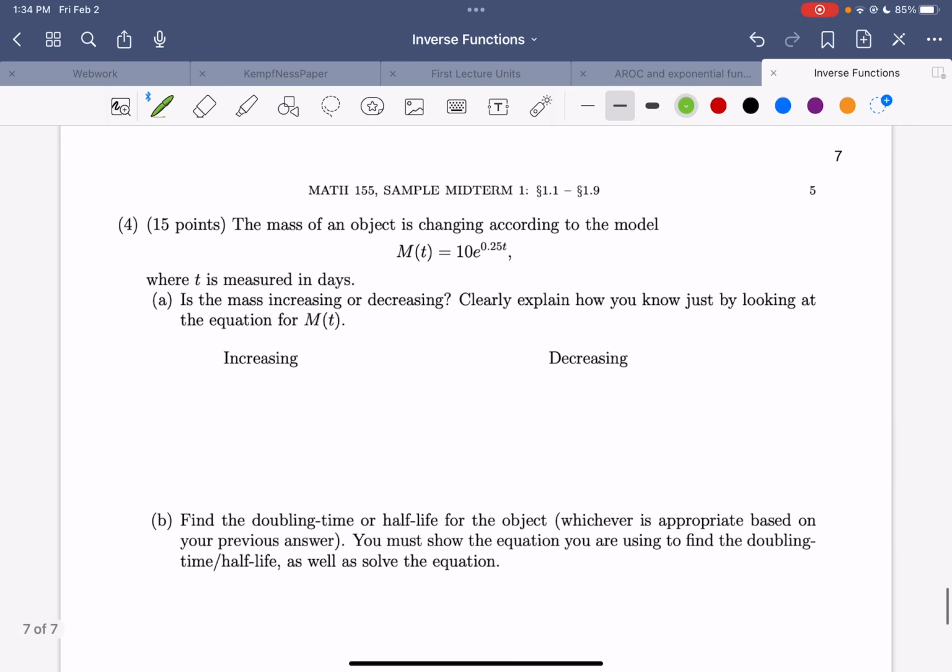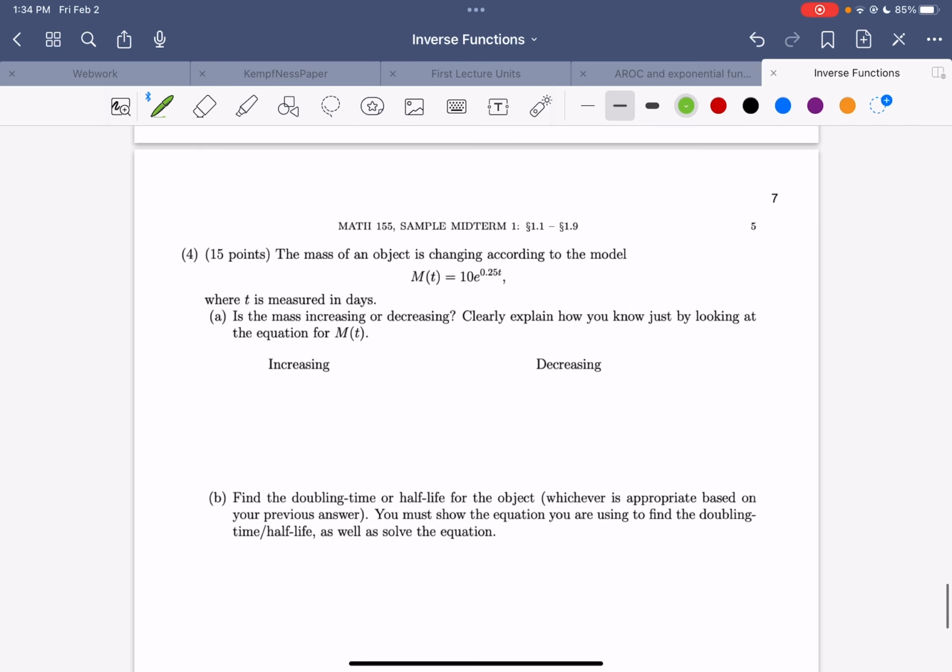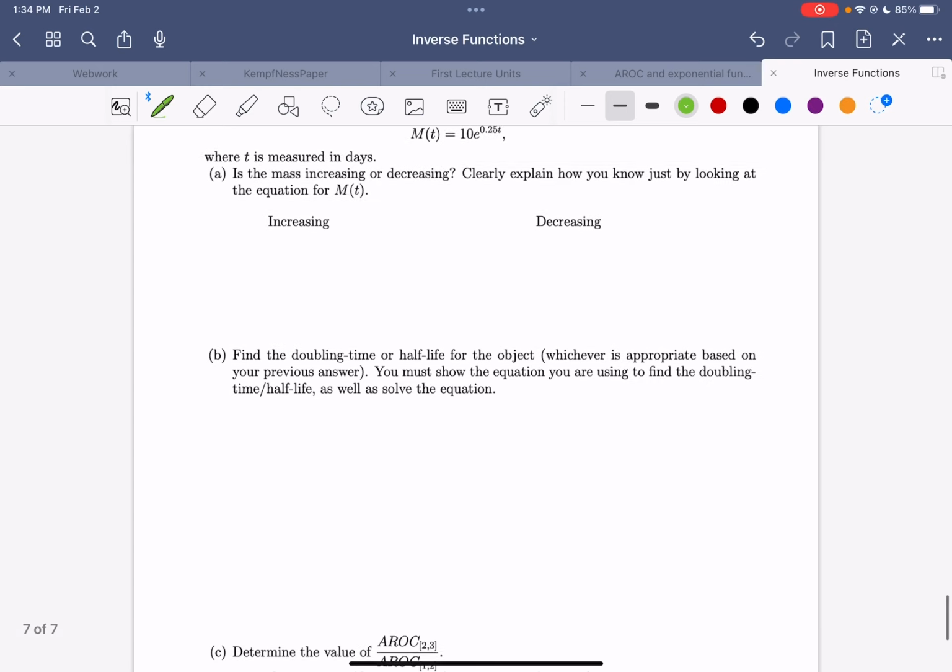Okay, so I don't want to do this last page. This last page is from the sample 1 midterm, but it's showing you relevant material.